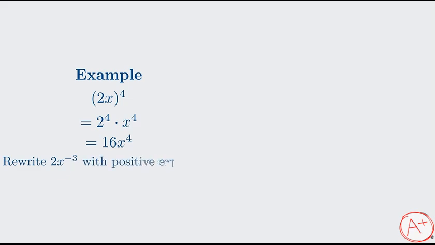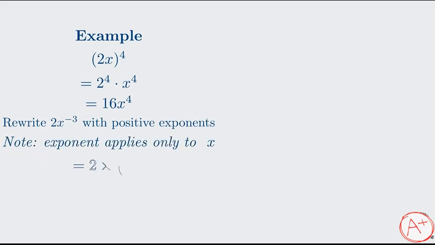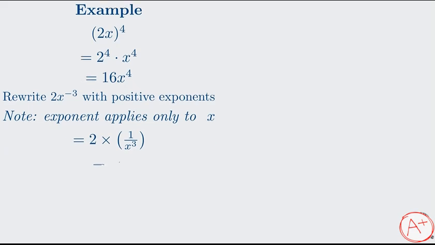Finally, rewrite 2x^(-3) with a positive exponent. A common mistake is to move the 2 to the denominator as well. However, the exponent only applies to the x. So the correct simplified form is 2 over x^3.